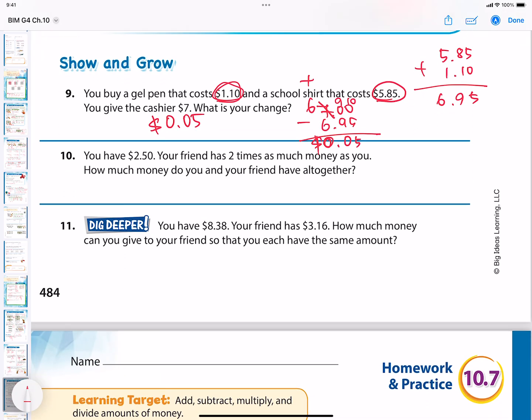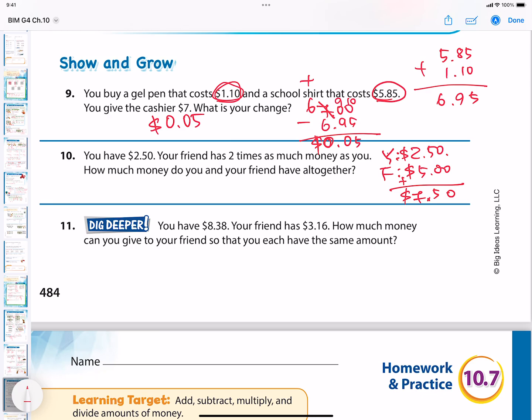All right, you have $2.50. Now your friend has 2 times as much money as you. How much money do you and your friend have altogether? So now you have $2.50, okay, and your friend has what? 2 times more than you. That means what? $2.50 times 2 is what? Yes, $5. Simple, right? When you add them together, that's gonna be 50 cents and what? Yes, $7.50.